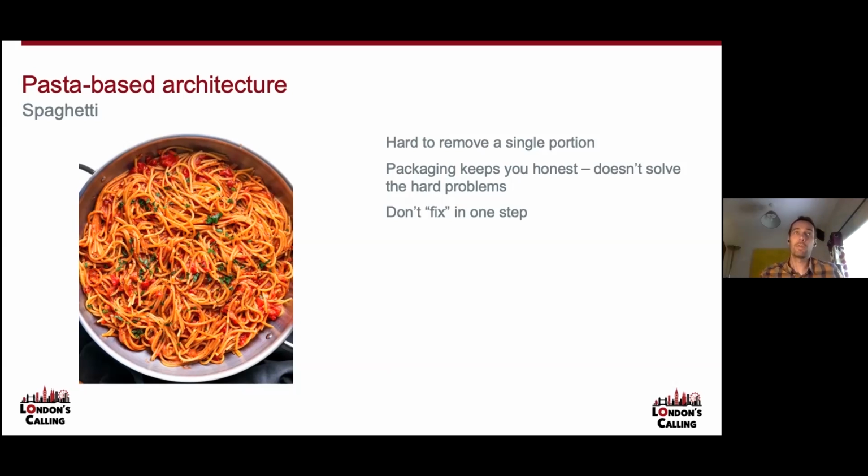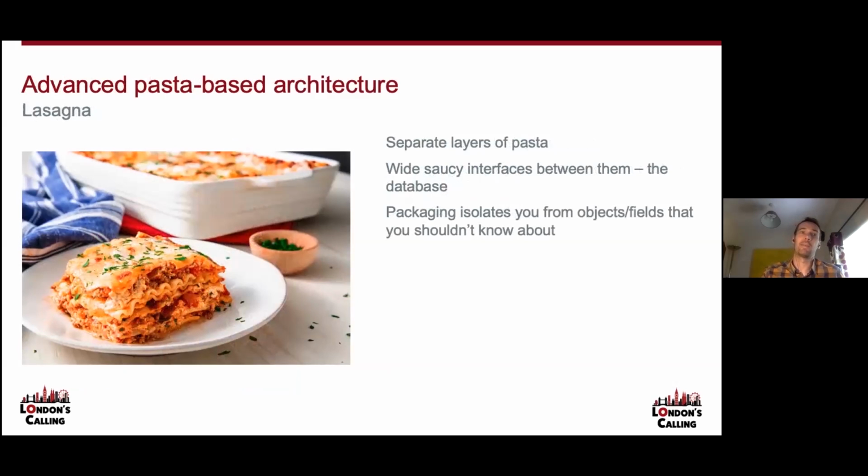So on that note, there are other pasta-based architectures. You might have a lasagna-based architecture, where you've separated each of your layers of functionality into a single sheet of pasta, so there's a clear differentiation between them. But the slightly scary bit architecturally is that there's this great big wide meat sauce interface between each of the pasta layers. What this is in Salesforce is the database.